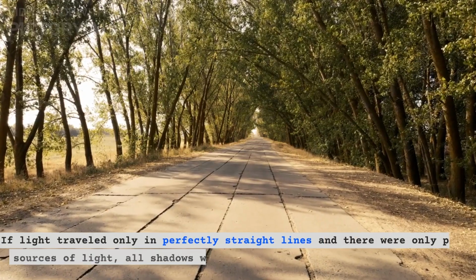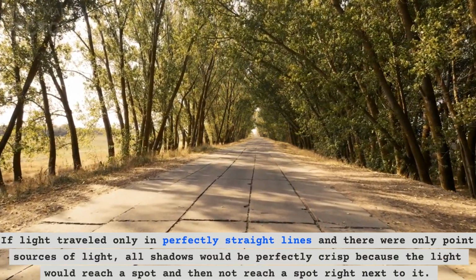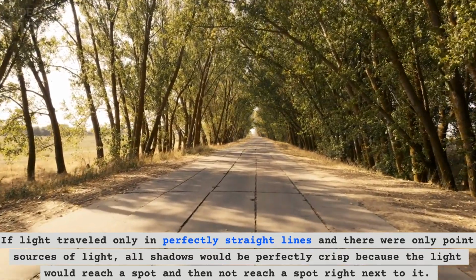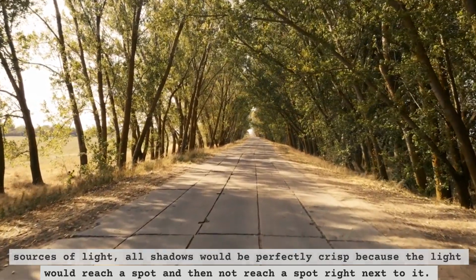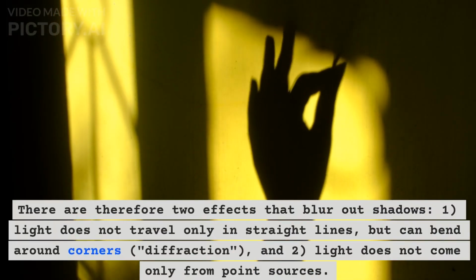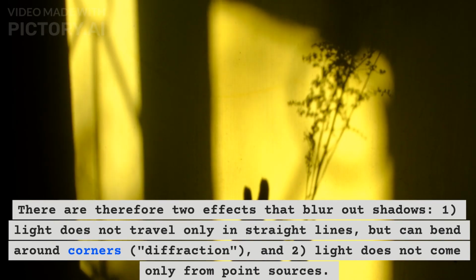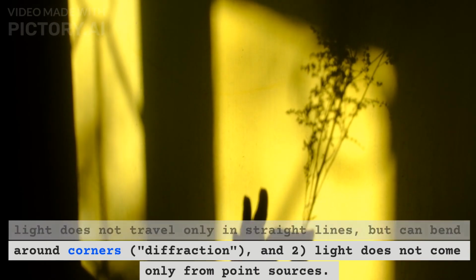If light traveled only in perfectly straight lines and there were only point sources of light, all shadows would be perfectly crisp because the light would reach a spot and then not reach a spot right next to it. There are therefore two effects that blur out shadows. 1. Light does not travel only in straight lines, but can bend around corners, diffraction, and 2. Light does not come only from point sources.